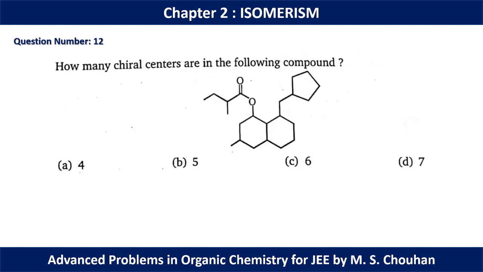In question number 12, how many chiral centers are in the following compound? So this is chiral center number 1, 2, 3, 4, 5 and 6. Okay, so option C should be the correct option.